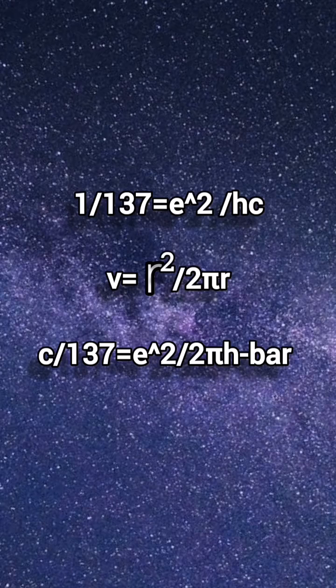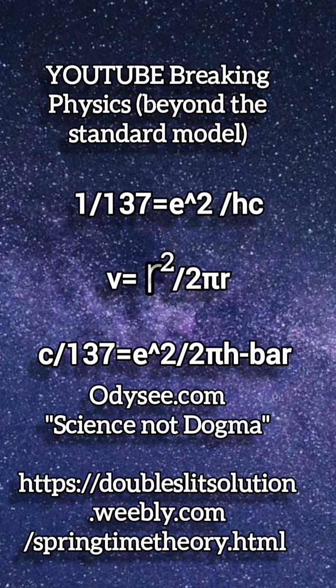We multiply both sides by the universal unit of movement in the universe, which is the speed of light, c, and we get c divided by 137, which is the vacuum pull or charge of the electron squared divided by 2 pi h bar, which is the size of the vortex itself, which makes up everything in the universe.